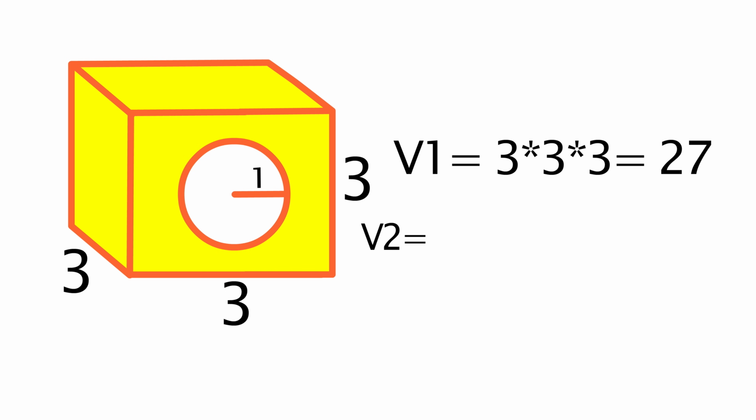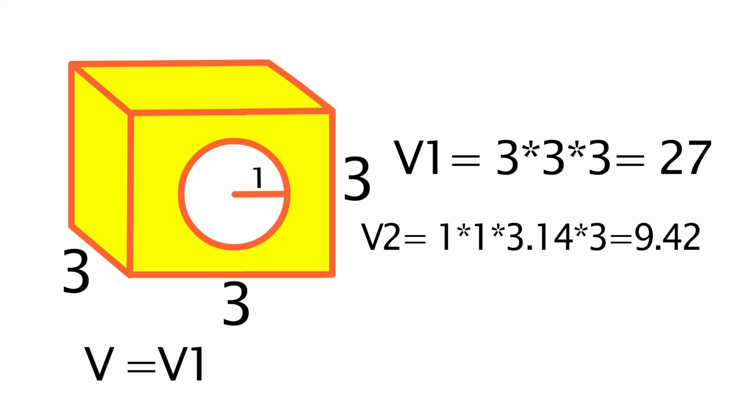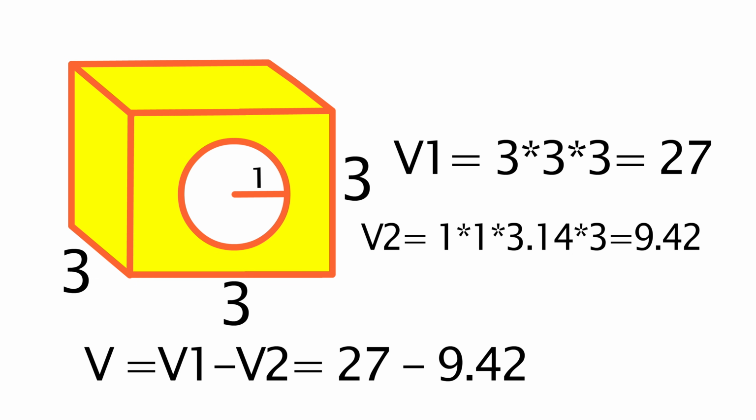Next, we find the volume of the second shape, which is the area of the circle multiplied by the height, equal to 113.143, resulting in 942. Now, these two volumes are subtracted from one another because a portion of the cube, which is circular in shape, has been removed. Consequently, the remaining volume is equal to 27 minus 9.42, equals 1758.